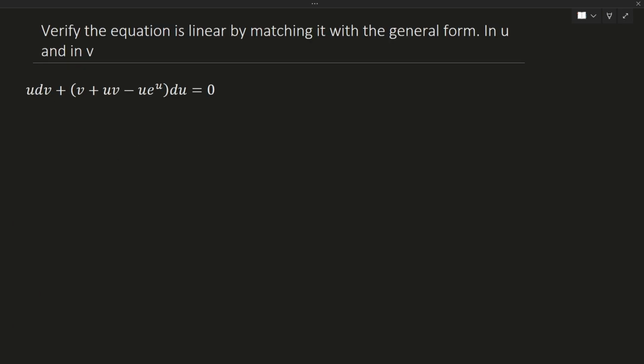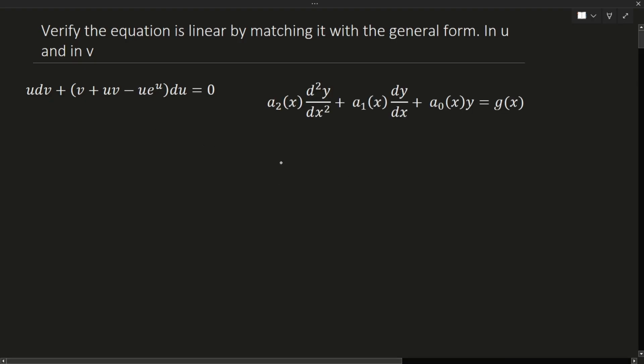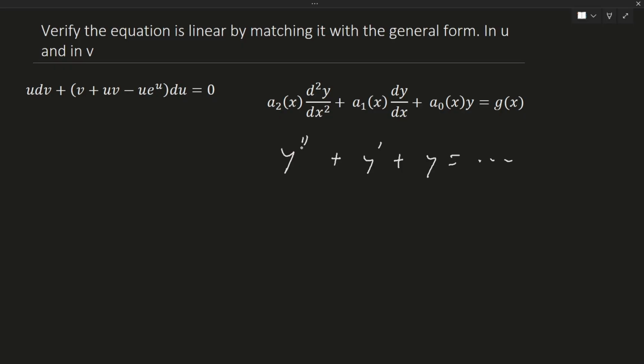So next, this is a typical problem that you're going to get in your first chapter. They're going to give you an equation and they're going to say, oh, verify if it's linear. And in this question, it's asking you to match it with the general form. This over here is your general form. Basically, you just have to separate all the y derivatives like this and equals whatever, okay? It doesn't matter what you're doing with the x, just as long as all the y derivatives are properly separated. You just have to match it with this, okay?